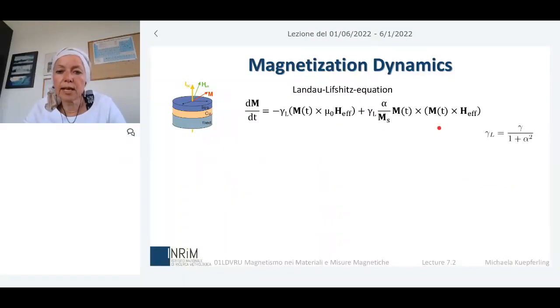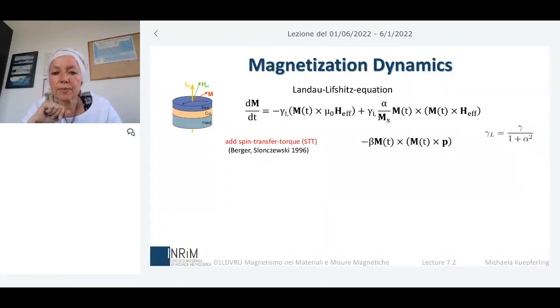If we put this equation in the Landau-Lifshitz notation, you will find very nicely that adding the term for the spin torque, which was found by Berger and Slonczewski, you see that the spin torque term has a really very similar appearance to the damping term. So now the role played by the effective magnetic field is played by the polarizer, so the fixed layer here, the magnetization of the fixed layer, P.